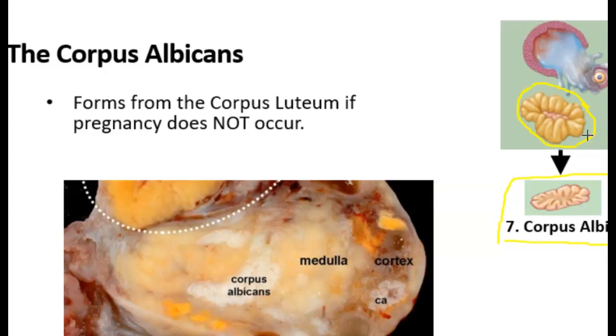But if pregnancy does not occur, then the corpus luteum degenerates, the cells die, they're not going to make progesterone anymore, and you get this scar-like formation called a corpus albicans. And up in this picture, you can see that dotted white line. Somebody has circled at least part of a corpus luteum, and this was like the center of it right there. I'm sorry I didn't get it all. But down a little bit lower, you can see where there used to be a corpus luteum that has now turned into a corpus albicans.